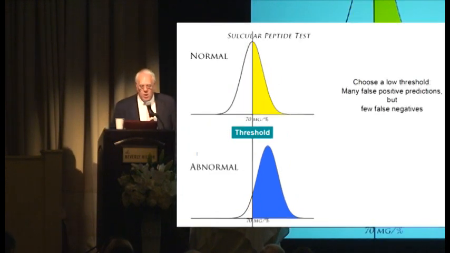So when you choose a low threshold, let's take your peptide test. This is the actual overlay of how close normal and abnormal are. Instead of 100, I'm going to choose 70. If I choose 70, I'm going to get most of the abnormal people. But the trade-off is I'm going to treat half of the people who don't really need it. That's by choosing a low threshold.